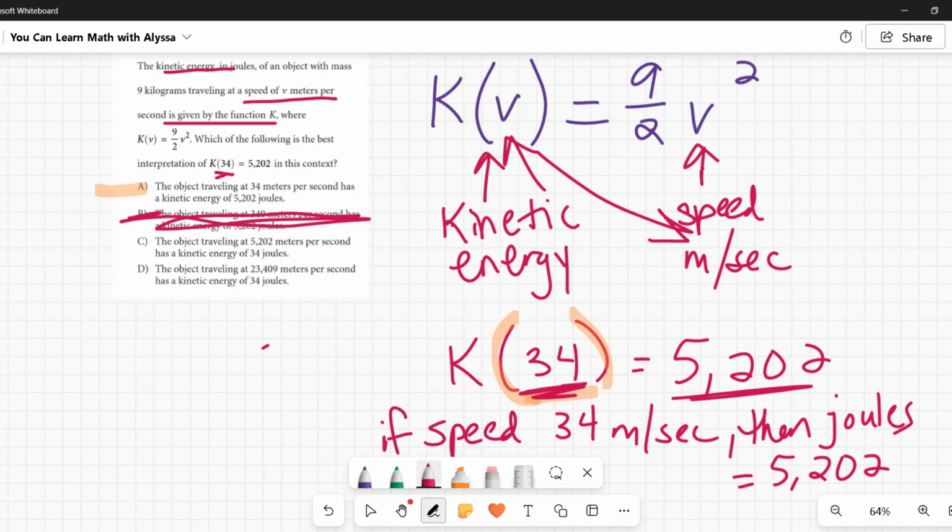C, the object traveling at 5,202 meters per second has a kinetic energy of 34 joules. I see they're transposing them, and that's not what it said. It said v was the meters per second, and v is that 34. So no, C is not it. And finally, D, the object traveling at 23,409 meters per second has a kinetic energy of 34 joules. No. Confirmed, A is our correct answer.